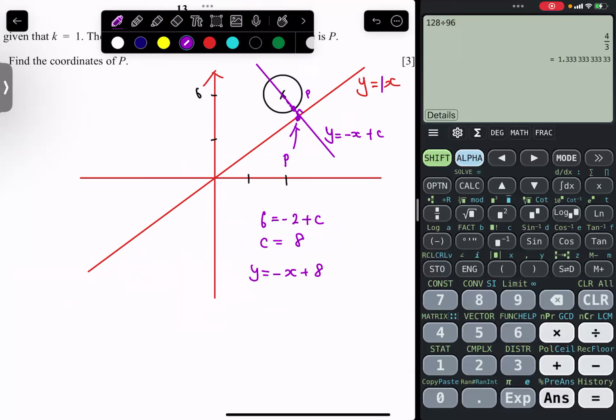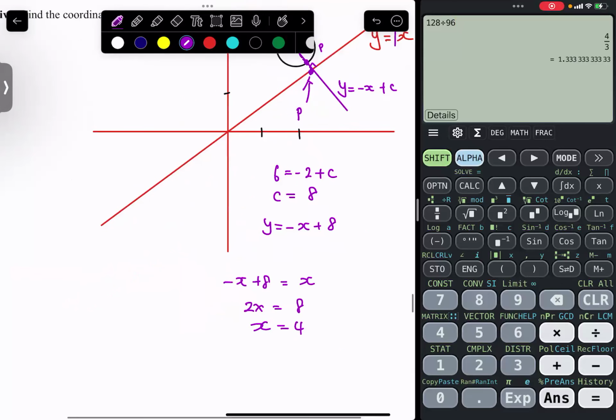So negative x plus 8 equals x. So 2x equals 8, x equals 4. Then y equals 4. So P is the point (4, 4). Okay.